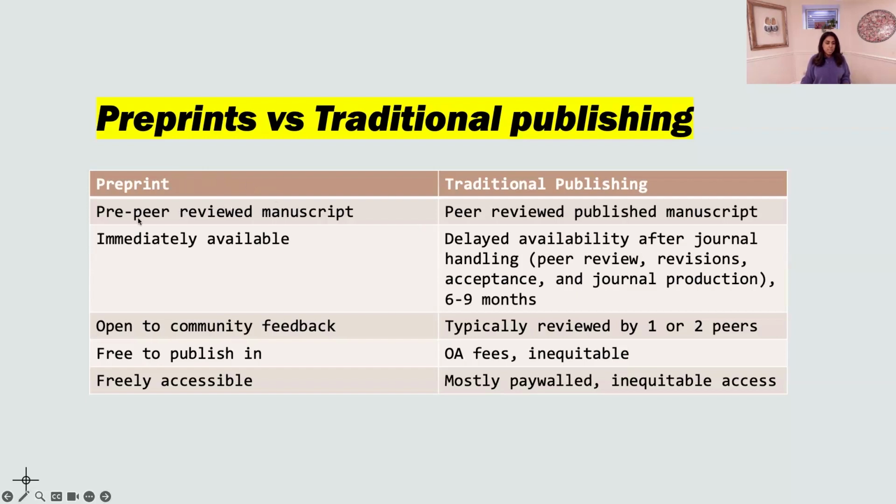Preprint servers are free to publish in. There are no fees, as there are in open access journals, which can create some inequities in who's able to participate in open access, and preprints are freely accessible. Some traditional journals originated as paywalls, as subscription journals, and this creates inequitable access to research. And when there's inequitable access, it really affects who can participate in the conversation. When you can't access research, you can't read it, you can't participate.